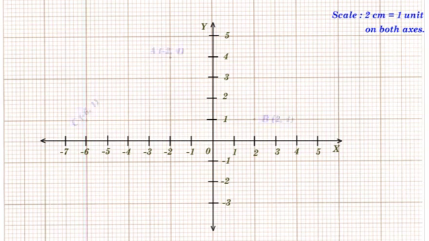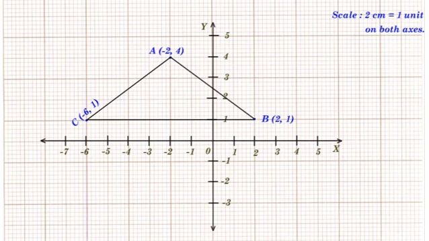Now we plot the points A, B and C. Now join ABC to get the triangle ABC. Now we observe from the figure that ABC is an isosceles triangle. In the first part of the question, we are asked to find the line of symmetry of triangle ABC. Since we have an isosceles triangle, its line of symmetry will be the angular bisector of angle A, which is also the perpendicular bisector of BC. So we draw that line, that is the required line of symmetry.